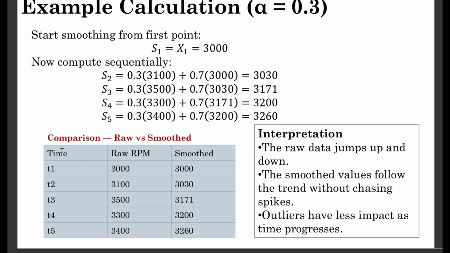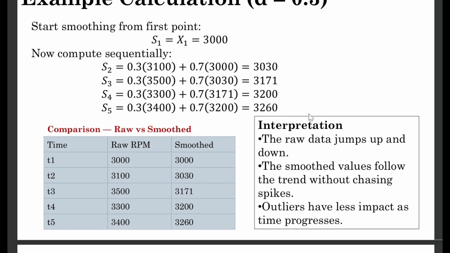So as we can see in the comparison table, raw versus smoothed. This is the raw RPM and this is the smoothed RPM, which is calculated before. As mentioned here in the interpretation, the raw data jumps up and down. The smoothed values follow the trend without chasing spikes. Outliers have less impact as time progresses.